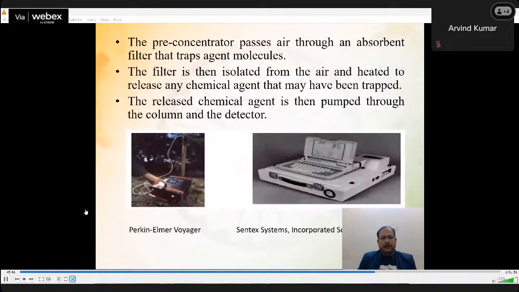The pre-concentrator passes air through an absorbent filter that traps air molecules. The filter is then isolated from the air and heated to release any chemical agent that may be trapped. The released chemical agent is then pumped through the column and detector. This is the Perkin Elmer Voyager, an analyzer which uses this chromatograph detection mechanism.